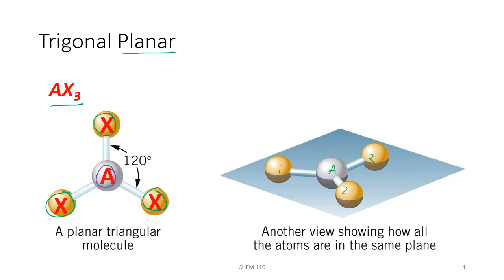The bond angles for XAX are all 120 degrees apart. So we have 120 degrees right there, another 120 degrees here, and another 120 degrees here. You can imagine a full circle being 360 degrees, and 360 divided by 3 would give us 120 degrees each.